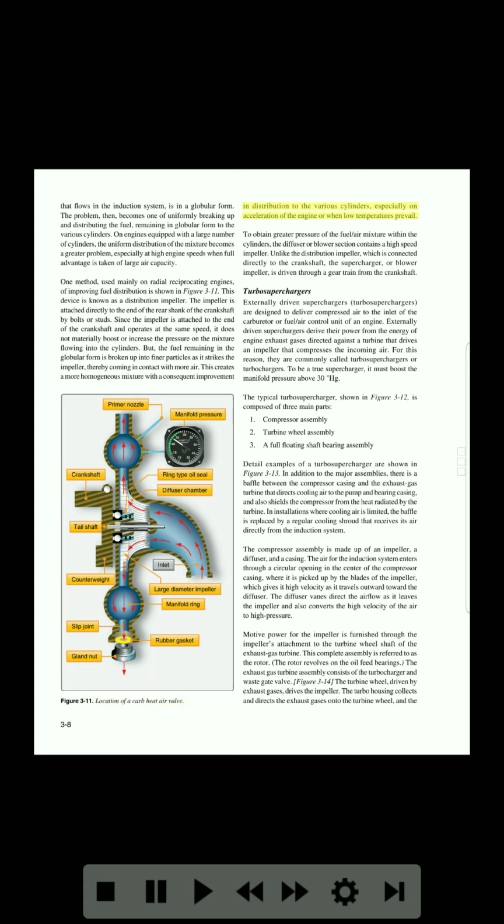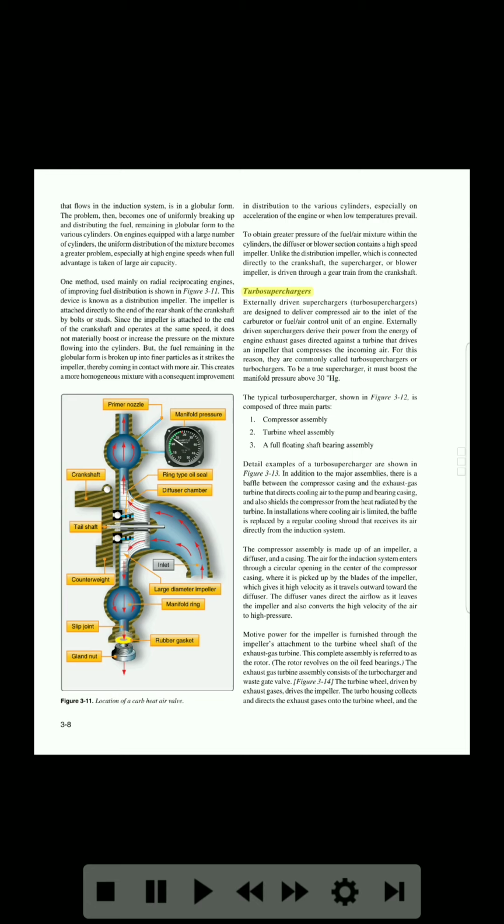In distribution to the various cylinders, especially on acceleration of the engine, or when low temperatures prevail, to obtain greater pressure of the fuel/air mixture within the cylinders. The diffuser or blower section contains a high-speed impeller. Unlike the distribution impeller, which is connected directly to the crankshaft, the supercharger, or blower impeller, is driven through a gear train from the crankshaft.